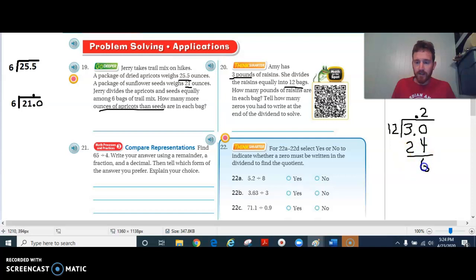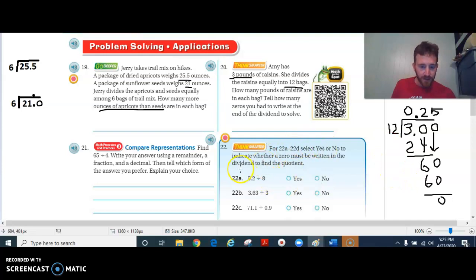I got 6. I got to place another 0 and bring it down and think how many times would 12 go into 60. Okay, so again, using that skill here, I had to add 2 zeros to be able to work this problem out. 12 would go into 60 5 times. Terrible 5, but we're working through it quick. That would make exactly 60. We have 0 left, okay? So there you go. 0 and 25 hundredths is going to be the answer there. 0 and 25 hundredths pounds of raisins, okay? There we go. So we can do problems like that.